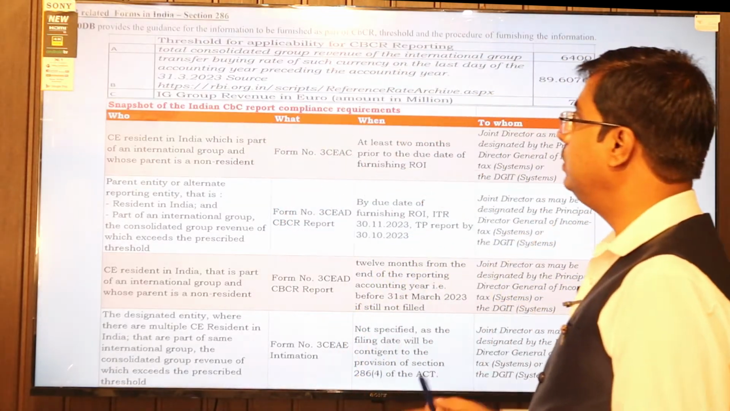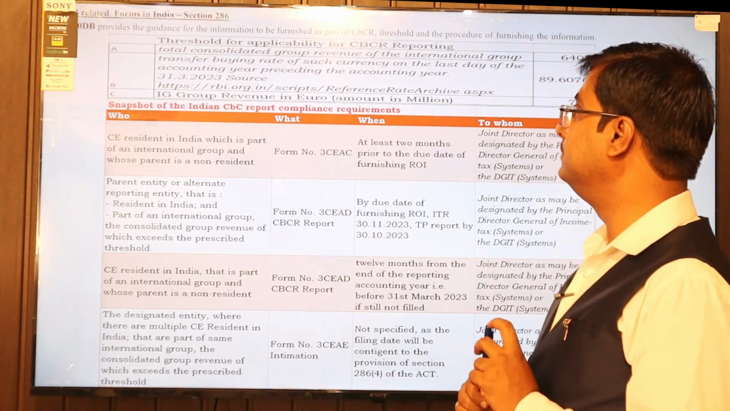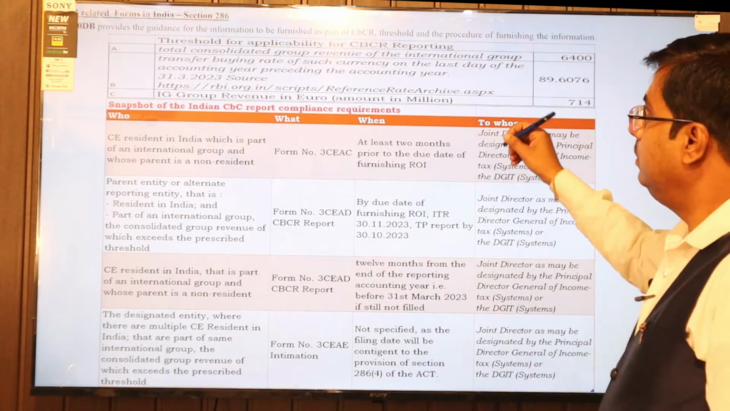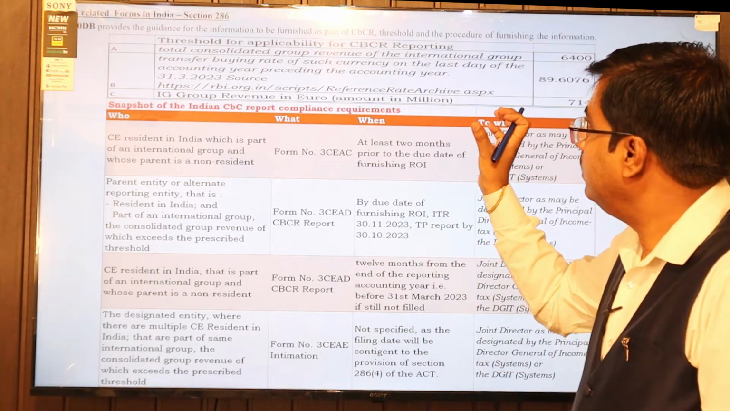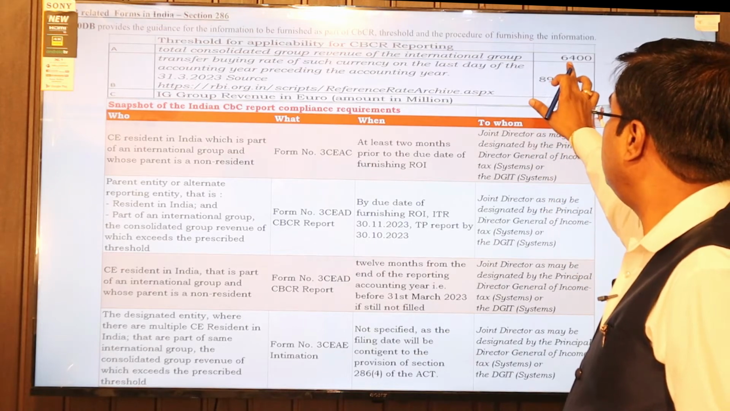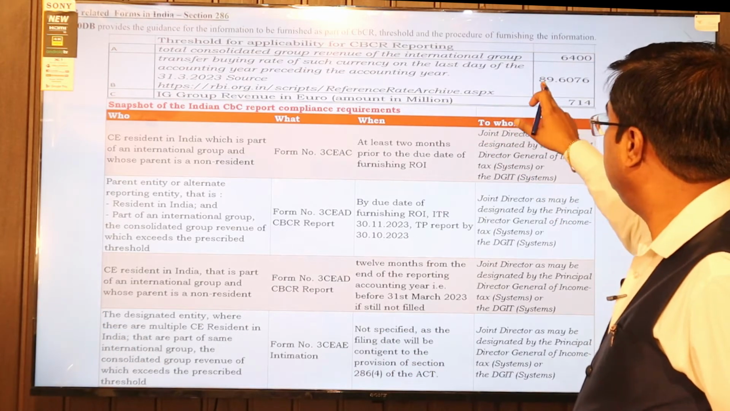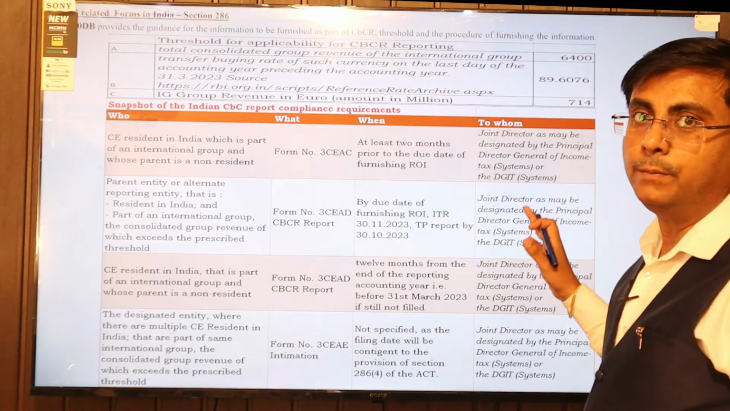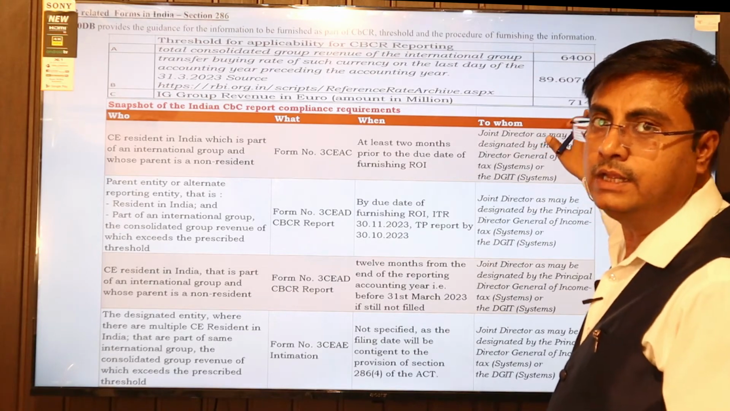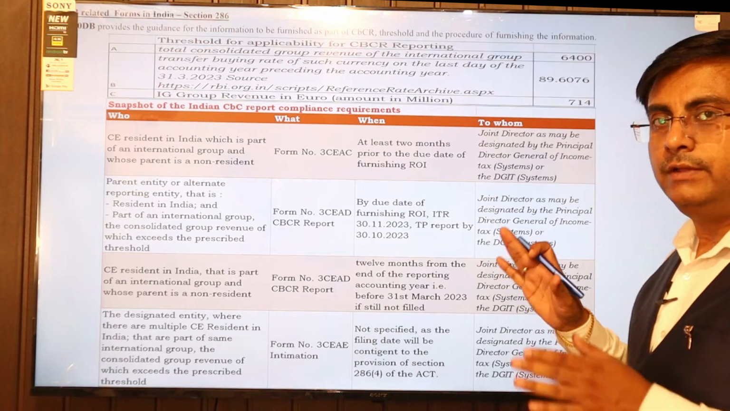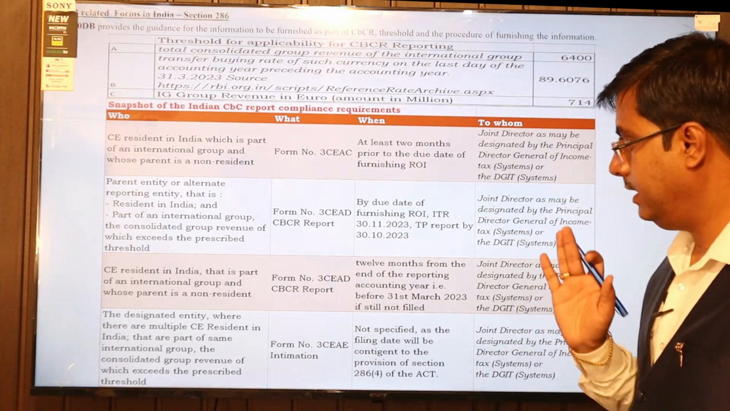So now I come to discuss CBCR, country by country reporting, in India. Rule 10DB prescribes that if the total consolidated group revenue of the international group is more than 6,400 crore in Indian currency, typically around 714 million euro, and you cross this threshold, then CBCR reporting is applicable to your company, right?